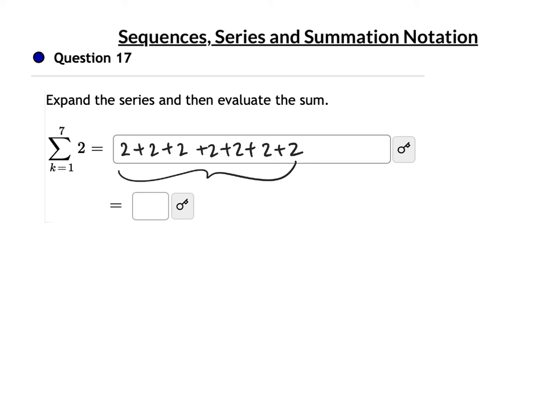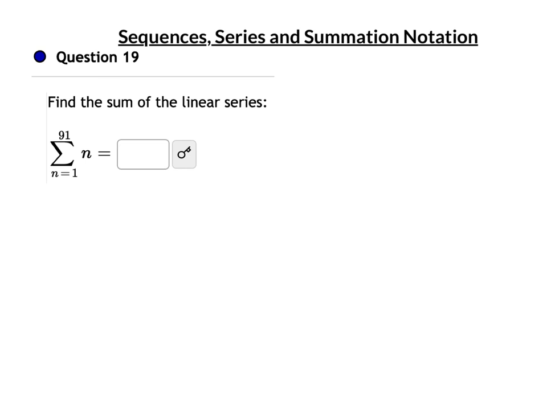So there's 7 there, and the result of that then would be 7 times 2, which is 14. Question 19 is a linear series. You plug in 1, and then you plug in 2, and you keep adding them because this is summation. Then you plug in 3, and then 4, and you keep going until you get to 91.